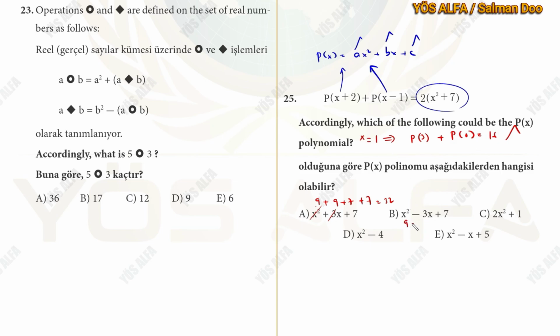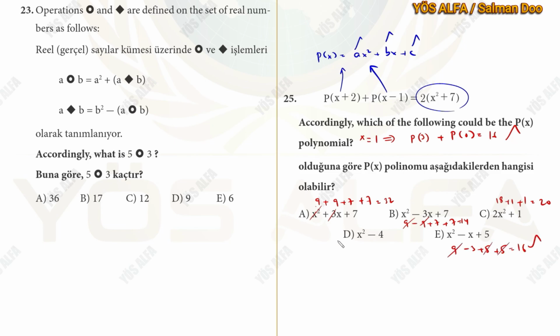P of 3 is 9 minus 9 plus 7. P of 0 is 7. From here we have 14, which is not 16 again. So let's continue checking one by one. So P of 3 is 18 plus 1, and P of 0 is 1. We have 20 here. Again, not 16. So let's check choice E. P of 3 is 9 minus 3 plus 5, and P of 0 is 5. So 5, 5, 10, 19 minus 3 is 16.